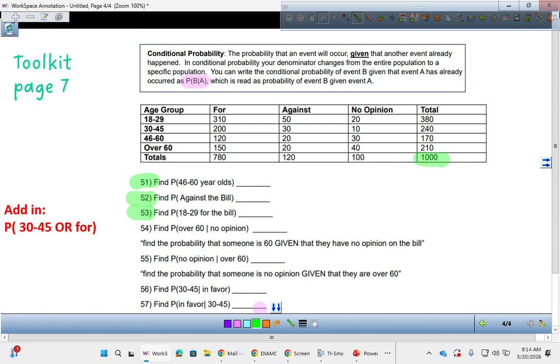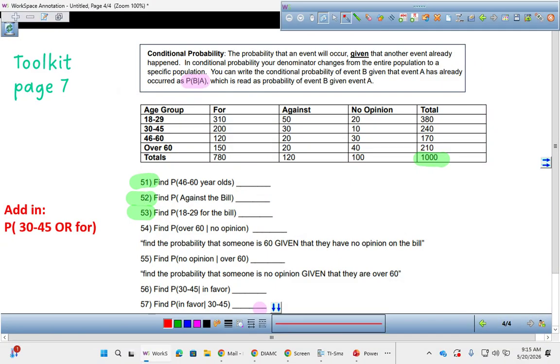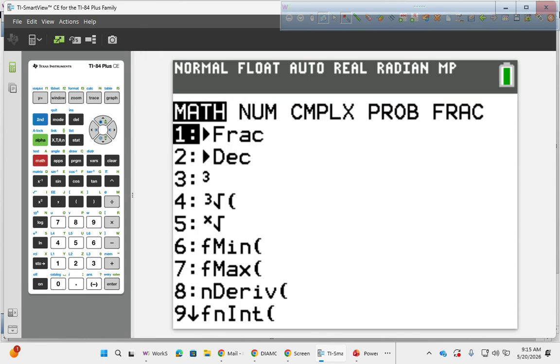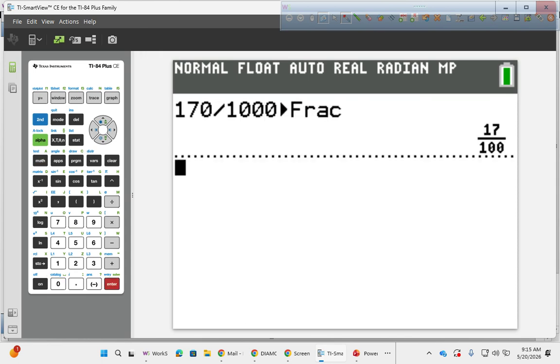It says, what's the probability of 46 to 60-year-olds? So I'm going to find that category, 46 to 60. I don't care if they are for, against, or have no opinion. I want all of the 46 to 60-year-olds. So that's 170. And because no condition is set, I'm still using the big population. So this would be 170 out of 1,000. You can always check to see if that reduces. Math, enter, enter. All right, so 17 out of 100.